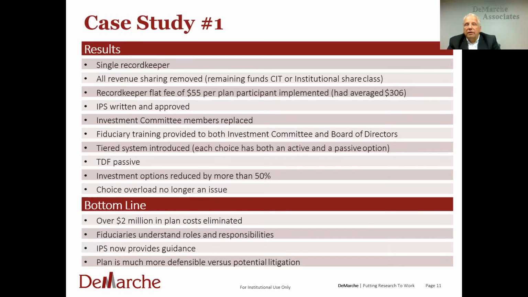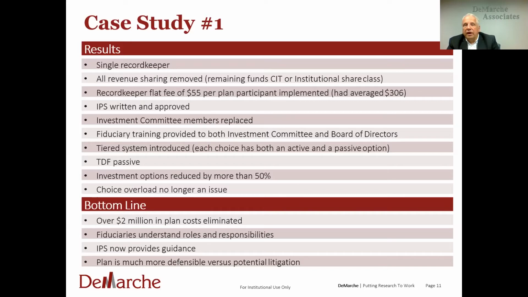What were the results? Well, again, now the client has a single record keeper. All revenue sharing has been removed. The remaining funds in the lineup now are collective investment trusts or have an institutional share class. We introduced a record keeper flat fee of $50 per plan participant. The average plan participant there was paying slightly over $300 because, again, a lot of that was based on revenue sharing and deployment of active funds. As I alluded to earlier, the IPS was written and approved by the board and adopted. We replaced a couple of investment committee members.